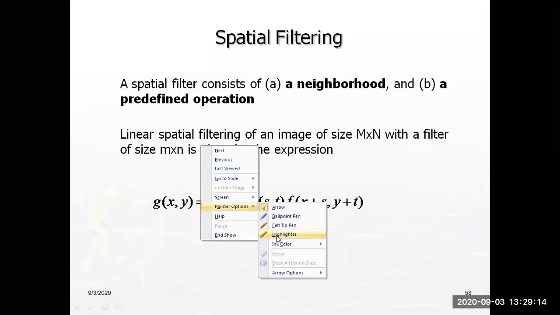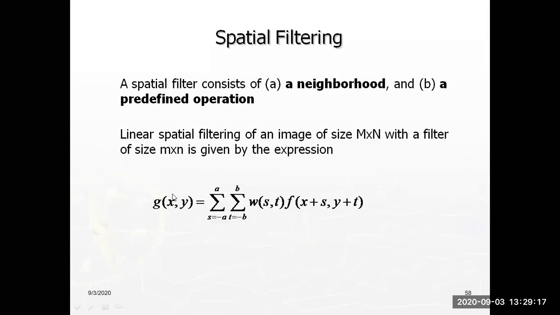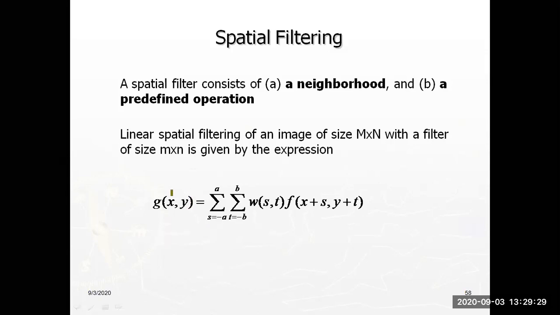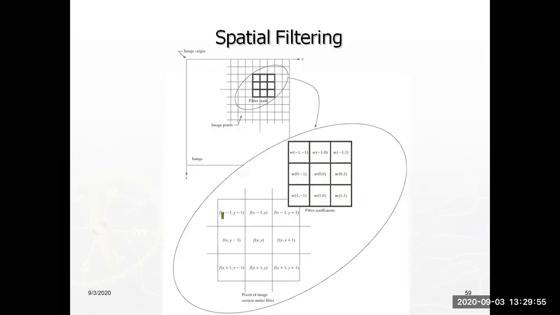Pointer, I am taking the pointer. This is my output image. This is my input image, f of x comma y, of course included, and this is my window. Let us consider. Here it is called the neighborhood, and in this case the neighborhood and a predefined operation. So how does it look?